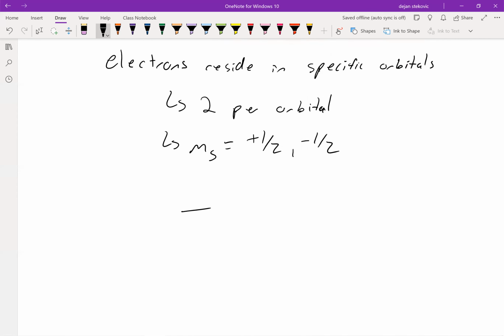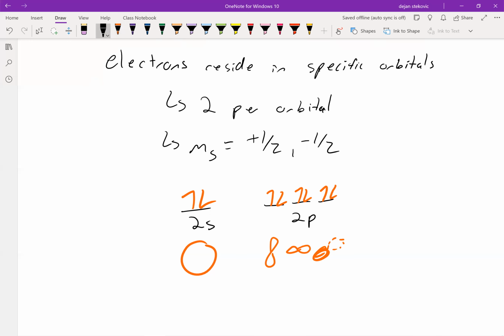So for example, in the 2s orbital, we could fit 2 electrons there, 1 spin up, 1 spin down, and that represents this spherical orbital. In the 2p orbitals, we're going to have 3 of them, and we could have up to 6 electrons. 2 per each of these individual orbitals, right? And each one of these orbitals represents one of our orientations of our dumbbell-shaped orbitals.